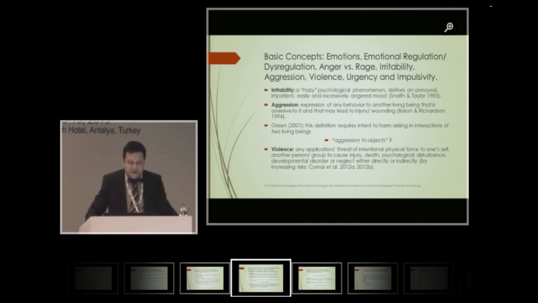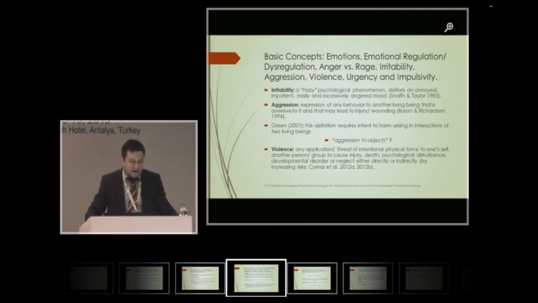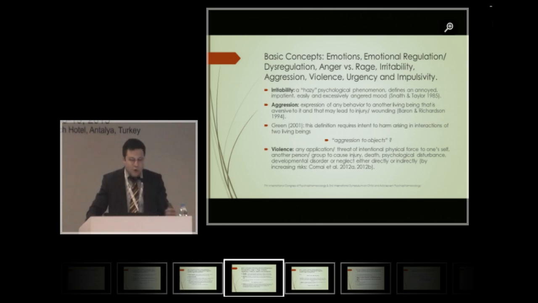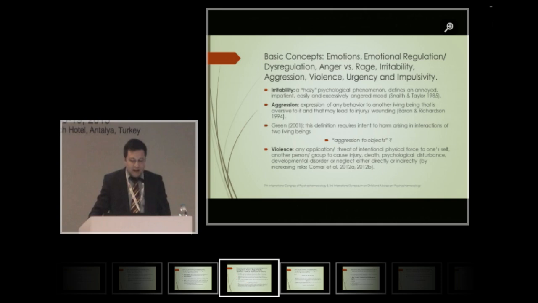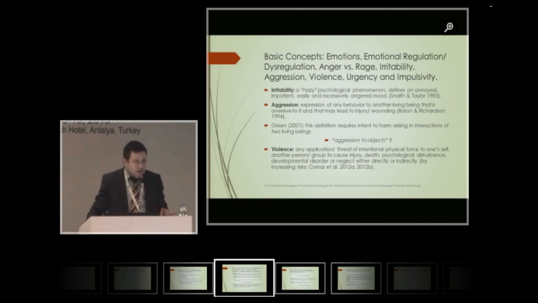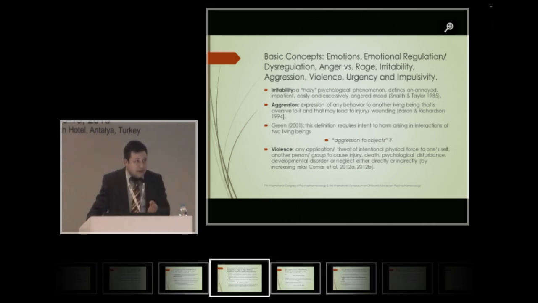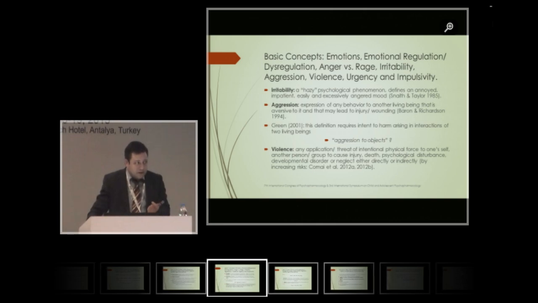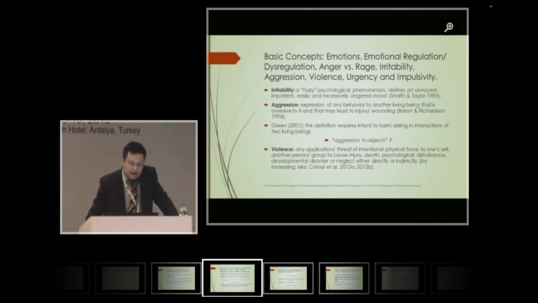Irritability is less well determined, so it's bored, easily irritable mood. Aggression, on the other hand, is the tendency to display any behavior that another living being, organism, should refrain from because it can be harmed. But there's aggression towards objects as well, right? That's a missing part, maybe.